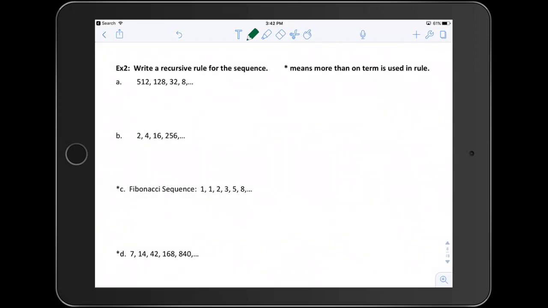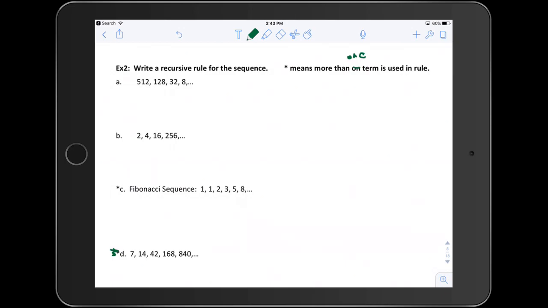Now, example 2 is a little bit more interesting, in my opinion, although you can't do these without understanding the first part anyway. It says write a recursive rule for the sequence, kind of like before we found the explicit rule. This is the recursive rule for the sequence. So we're writing things that look like our example 1. Notice the asterisk means that there's more than one term. There should have been one term used in the rule. And I will say that there should not have been an asterisk here as well. Notice that there's all sorts of edits on this note guide, huh?